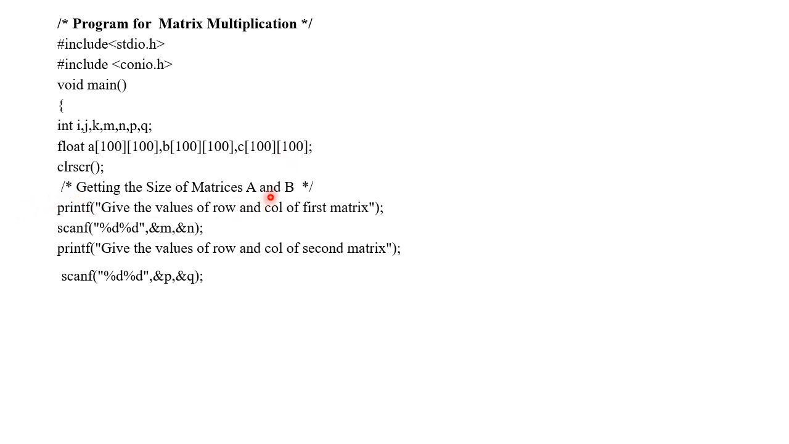Getting the size of the matrices A and B: give the values of row and column of the first matrix will be printed out. Scanf the size of the first matrix. It will be stored in m and n. The number of rows of the first matrix will be stored in m and the number of columns will be stored in n. Similarly for the second matrix in p and q respectively.